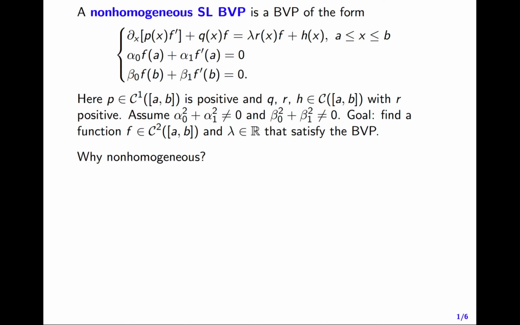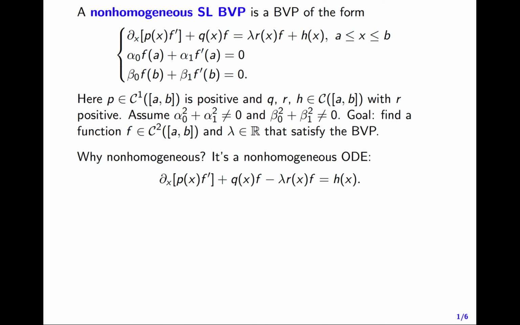Why do we call this a non-homogeneous problem? Well, it's just a non-homogeneous ODE. If you subtract the lambda r of x f term, you get the first derivative of the product p of x f prime plus q of x f minus lambda r of x f equal to h of x, and that left-hand side is certainly a nice differential operator, so it's a non-homogeneous problem.